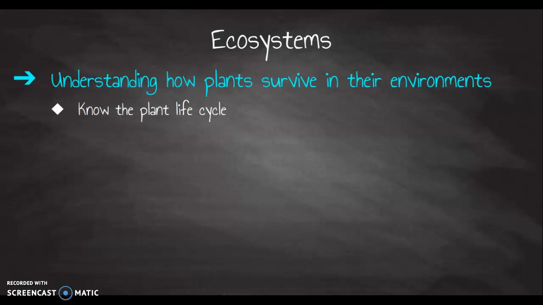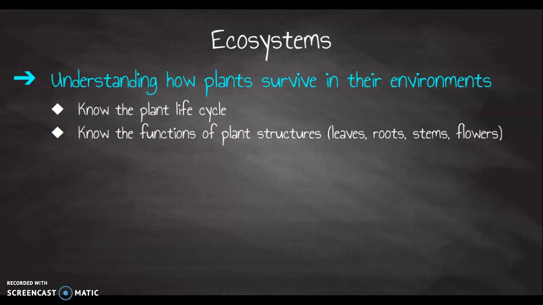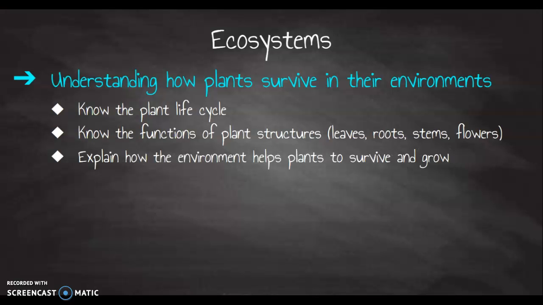So they will need to know the plant life cycle to help them understand how plants survive in their environments. They will also need to know the functions of plant structures. This includes the leaves, the roots, the stems, and the flowers. So this is what we will be focusing on for the science unit for quarter 3. As well as explaining how the environment helps plants to survive and grow.